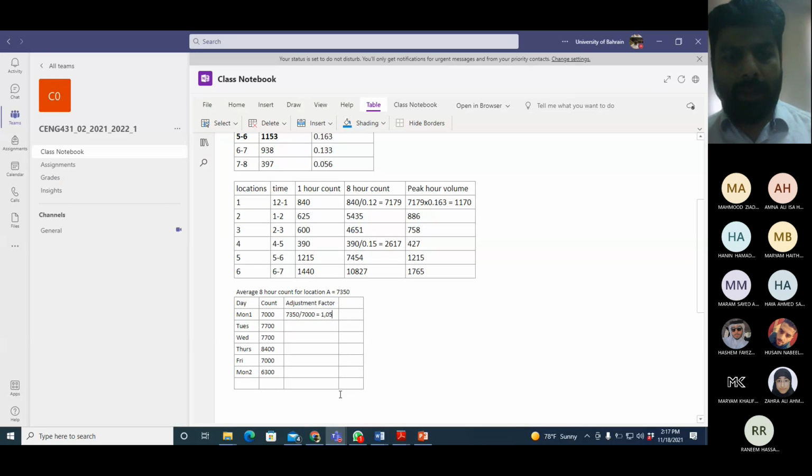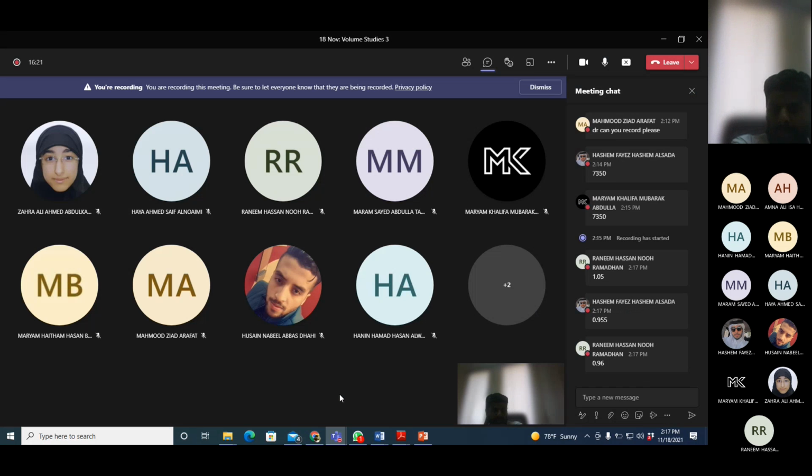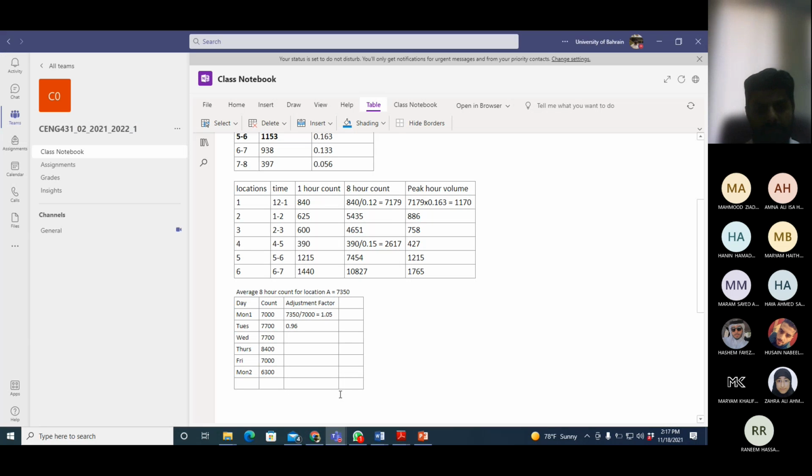Same thing for Tuesday as well. The count will change, the average will not change, right? So how much is the factor for Tuesday? 0.96. Okay, for Thursday, 0.88. Then this is same as Monday. Second Monday, the last Monday.